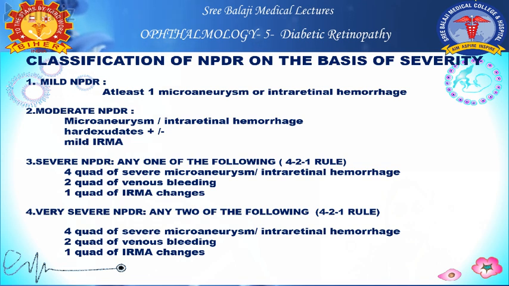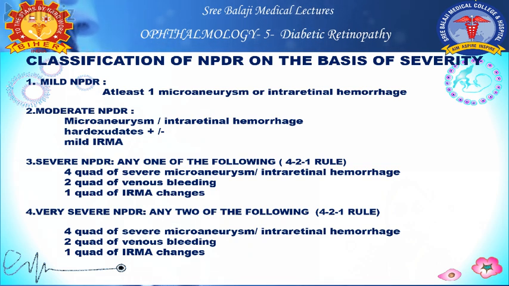Severe NPDR, this follows the 4-2-1 rule. So if any one of the following is present, then we categorize it as severe NPDR. There can be any one of the following: 4 quadrants of severe microaneurysm or intraretinal hemorrhage, 2 quadrants of venous bleeding, and 1 quadrant of intraretinal microvascular abnormality changes.